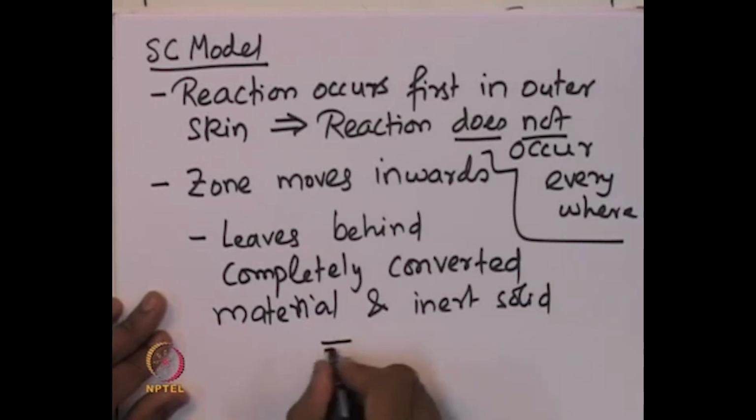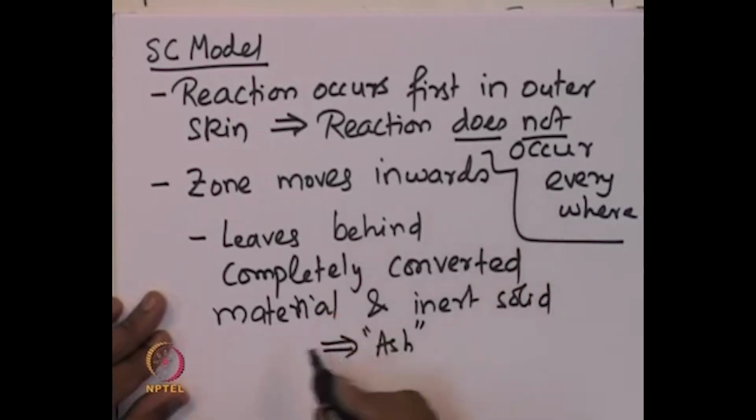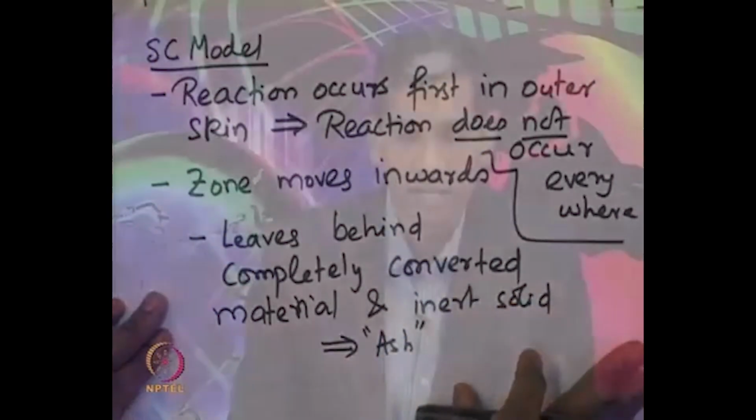And so, these two together are termed as ash. So, the ash in the solid core is basically a combination of the products, which are the completely converted material, and also the inert solids which did not react in the reaction. So, these two are called ash products.